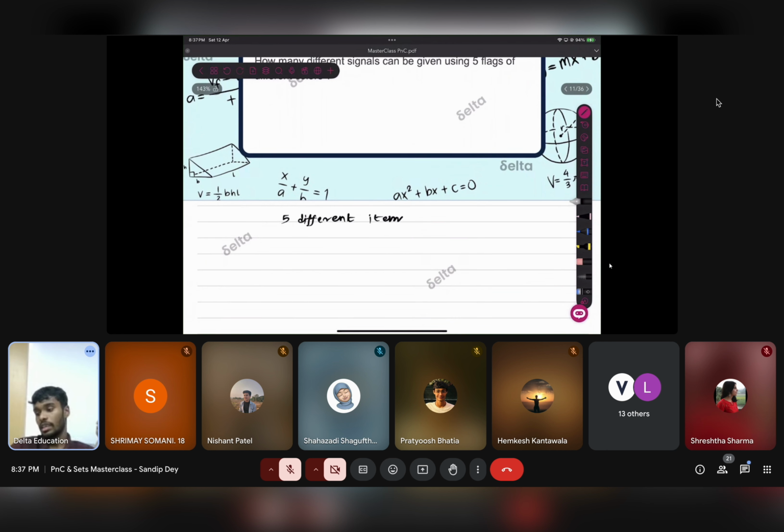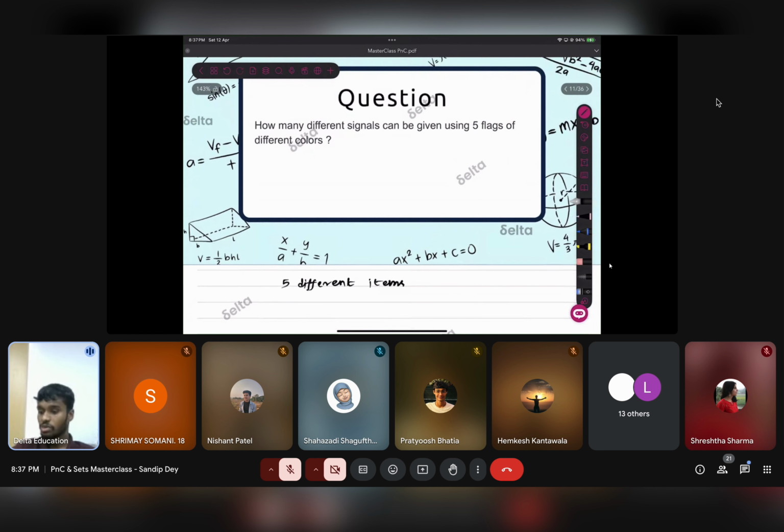Now see, this is one kind of tricky question, because you have to consider that when you are making the signals, you can take one item to make the signal, you can take 2 items, you can take 3 items, 4 items, 5 items. So you have to calculate for all the different cases, and you have to add those cases, because I can take either 1 item or 2 items or 3 items. That is the fundamental principle, right?